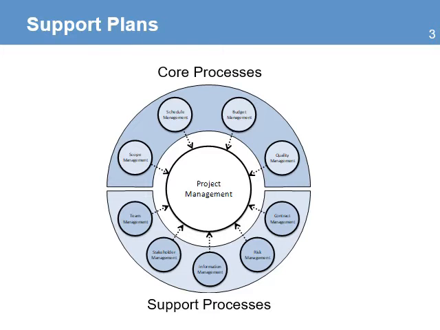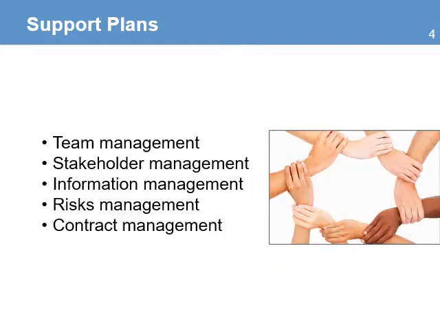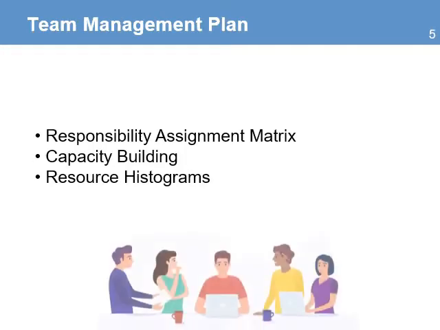These processes are not interrelated and interdependent like the core process, although there is some level of interaction. There are 5 support processes and each one requires a management plan. These are team management, stakeholder management, information management, risk management, and contract management. In this unit, we're going to focus on 2 important plans, the team management plan and the stakeholder management plan.